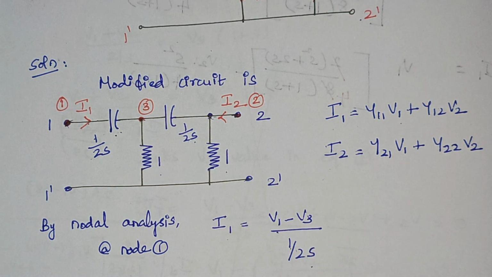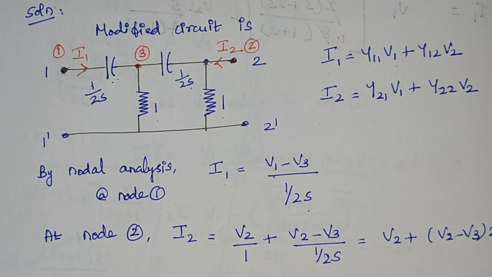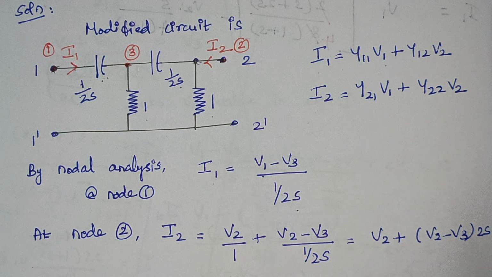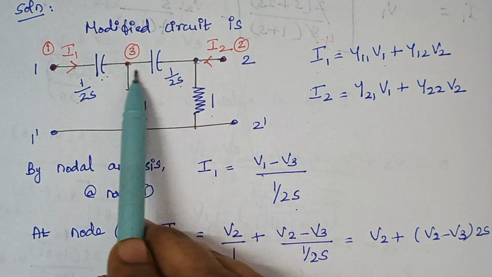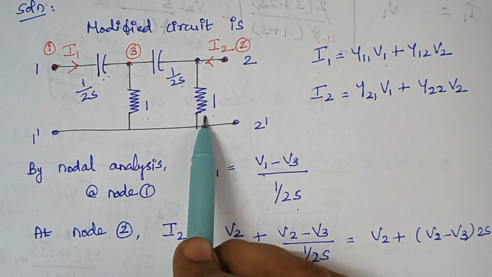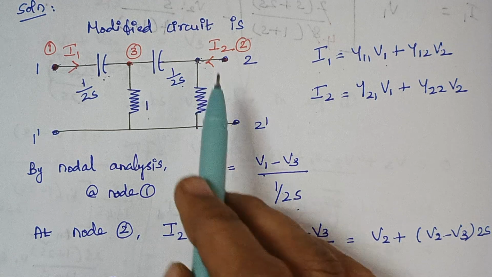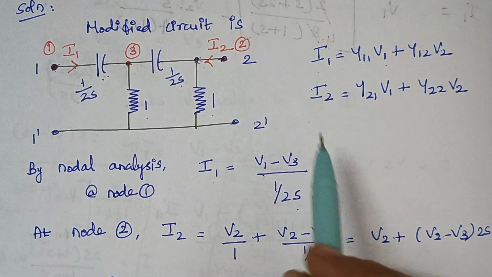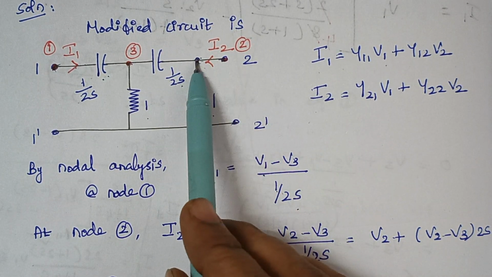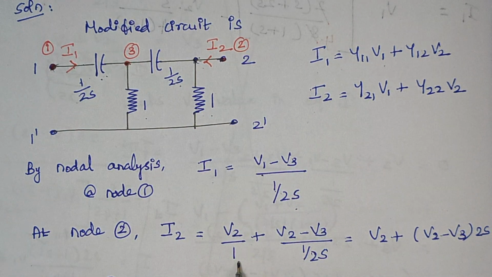Now we consider node 2. When you look at node 2, two elements are connected here, and this 1 ohm is connected only to this node 2. So first we write the expression for this. Here it is I2. So I2 is equal to V2 by 1.